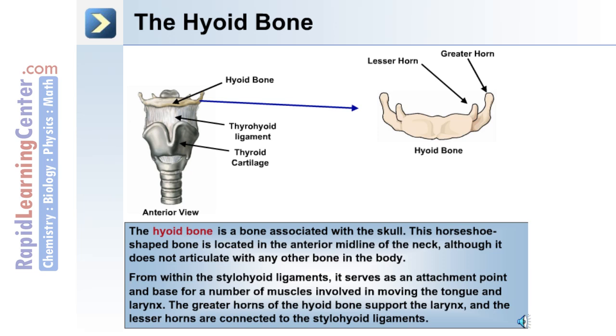The greater horns of the hyoid bone support the larynx, and the lesser horns are connected to the stylohyoid ligaments.